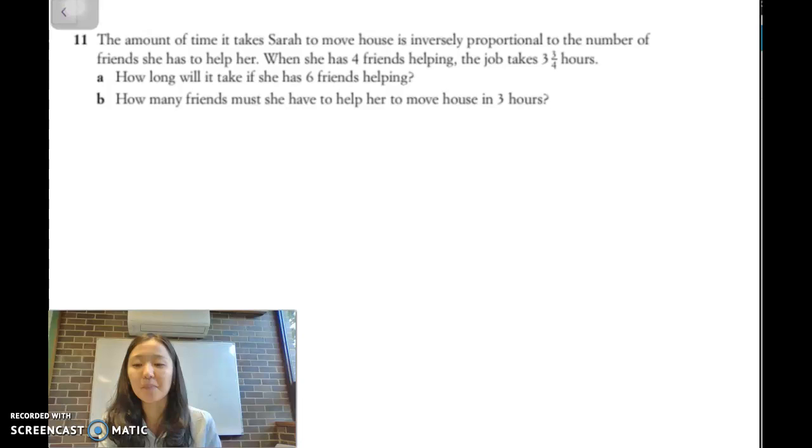Question 11. In question 11, we are told that the amount of time it takes Sarah to move house is inversely proportional to the number of friends there are to help her. So the amount of time, let's call that variable t, is inversely proportional to the number of friends. Let's call that n. We can write that first general equation down. So t is equal to k over n.